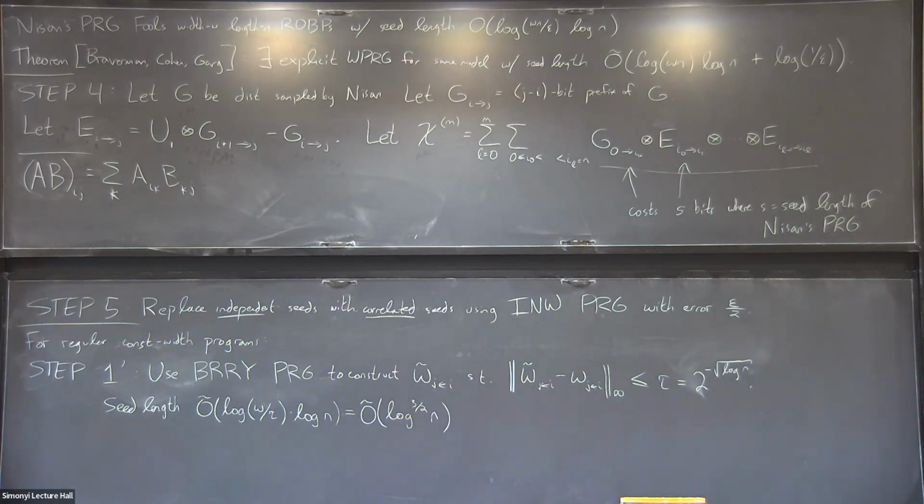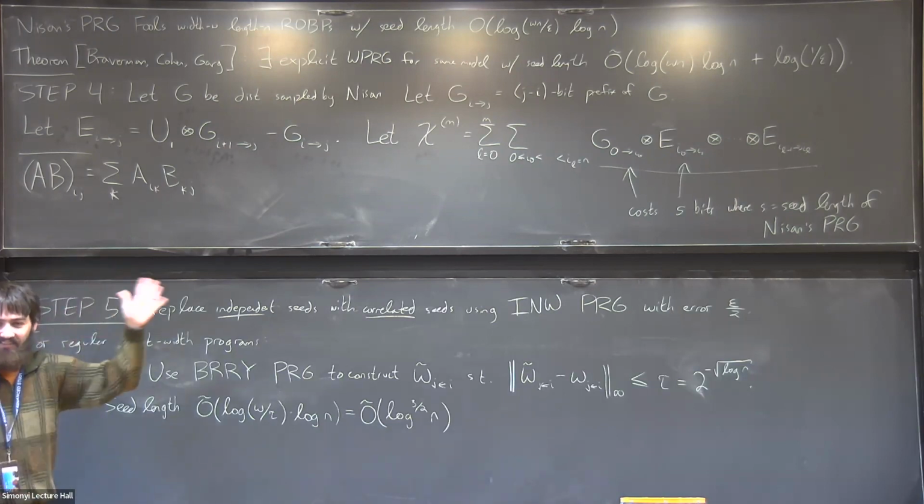So we are talking about constant width, not regular. The regular result applies to any width, but it's most interesting when the width is small. Let's say W is a constant for the sake of simplicity, because the seed length that we're aiming for does have a log W times log n term. If the width is large, like polynomial, then it's not interesting. We're just recovering Nissan's result. So think of W as a constant, but it doesn't have to be 3. It could be 100.